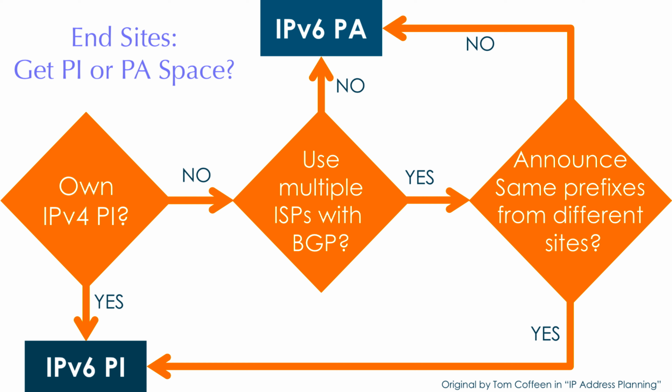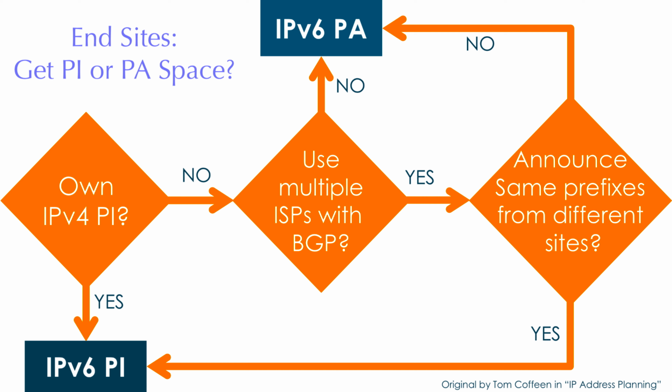And with that particular independent IP block, would you want to announce the same prefix from different sites? If yes, then what you need is a PI, which is provider independent. So provider independent is what we give to an end site who wants to be able to do BGP with one or more than one upstream. And at the same time, they could also announce that particular block from multiple sites.